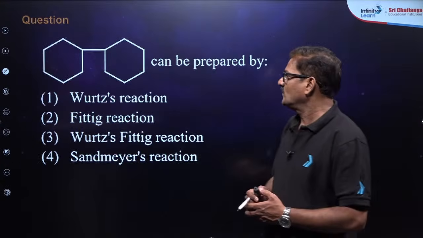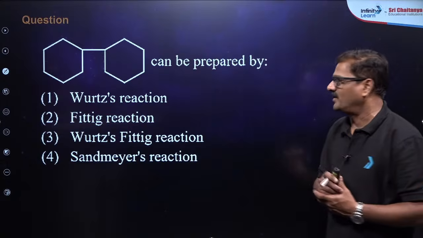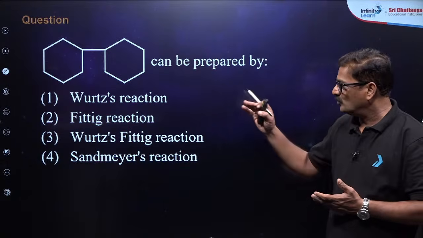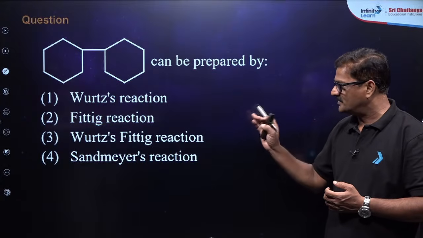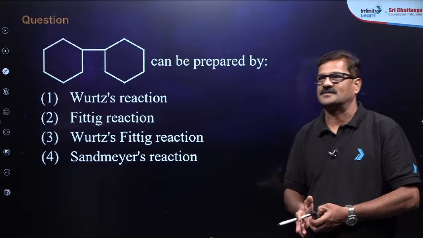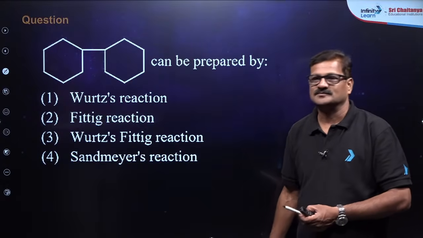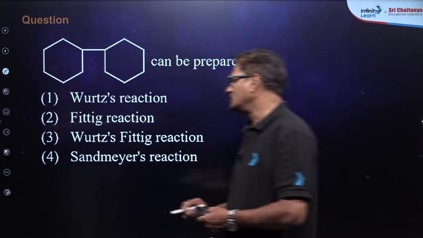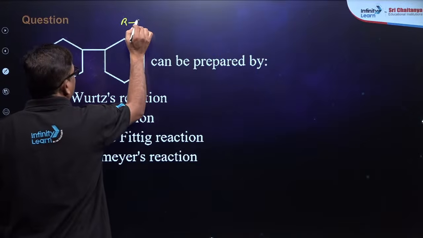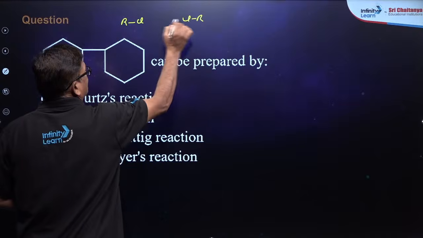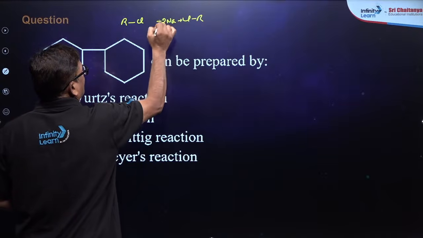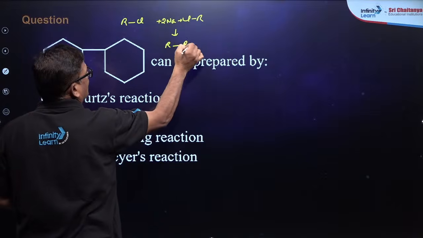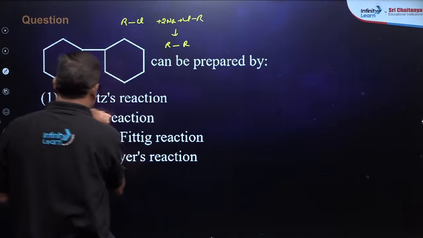Now, one more question. This given compound can be prepared by Wurtz reaction, Fittig reaction, Wurtz-Fittig reaction, or Sandmeyer reaction. What could be the answer for this question? So, what is a Wurtz reaction? Whenever RCl and RCl are treated with sodium metal, you are going to get R-R. This is an alkane. This reaction is called the Wurtz reaction.